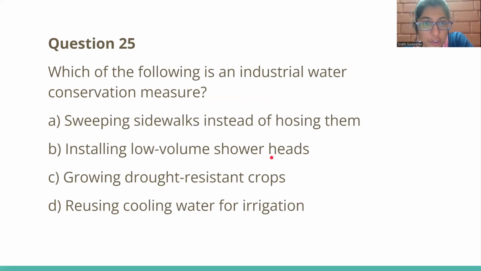Now, which of the following is an industrial water conservation measure? We know water conservation measures. In that, which water conservation measure out of these is an industrial measure? Is it sweeping the sidewalks instead of hosing them? Is it installing low volume shower heads, the shower things in our houses, growing drought resistant crops, or is it reusing cooling water for irrigation?